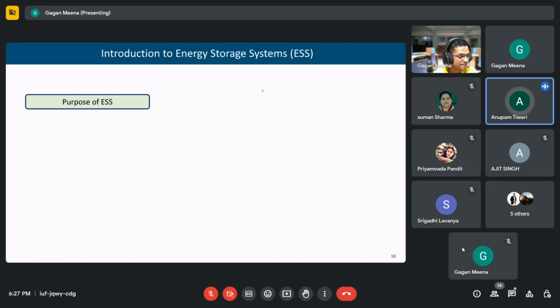What is the practical maximum limit? What type of storage is NTPC installing? It's lithium-ion batteries. They are using lithium-ion batteries because the other practically available options for grid scale storage are sodium sulfur batteries, but their efficiency is low.